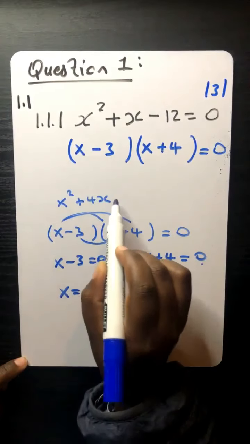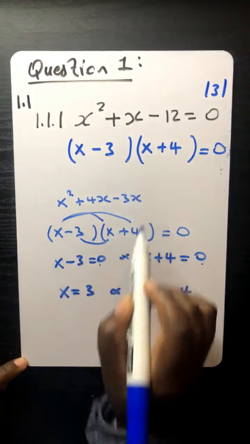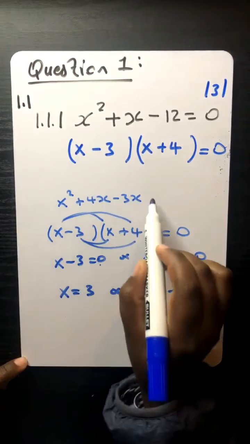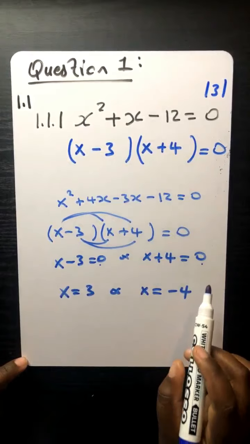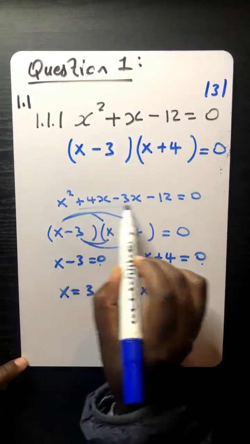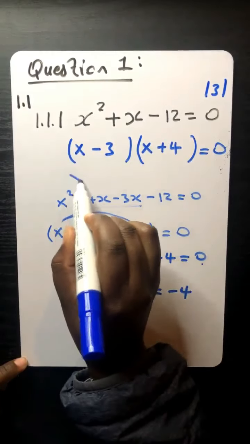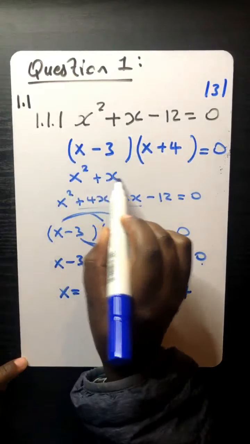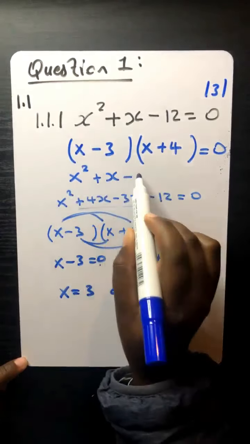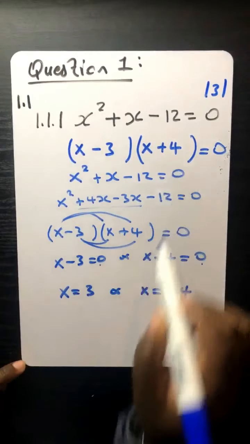And this times this, what is it? It's negative 3x. And then that times that, what is it? I think it's negative 12. And the whole of that was equated to 0. So they worked out the like terms. So that means the problem is now x squared, what is that? This is positive x. What is that? This is minus 12. This equals 0.